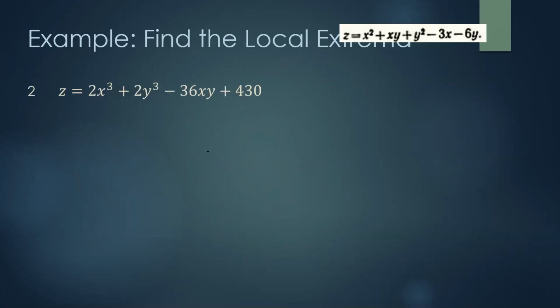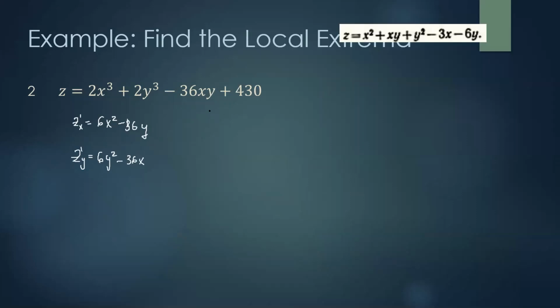And maybe one example is necessary. One last example is necessary. That will be okay. This will consist of somewhat more complicated derivatives, as you can see. So let's write the derivative of z with respect to x: 6x squared minus 36y. The derivative with respect to y is 6y squared minus 36x.